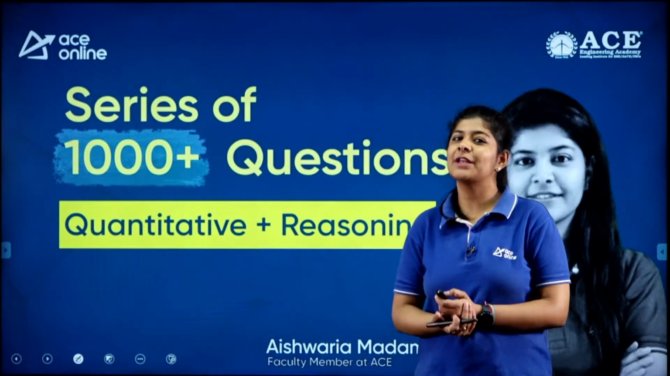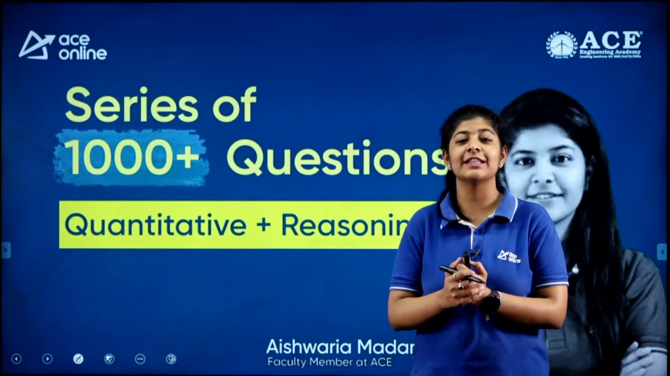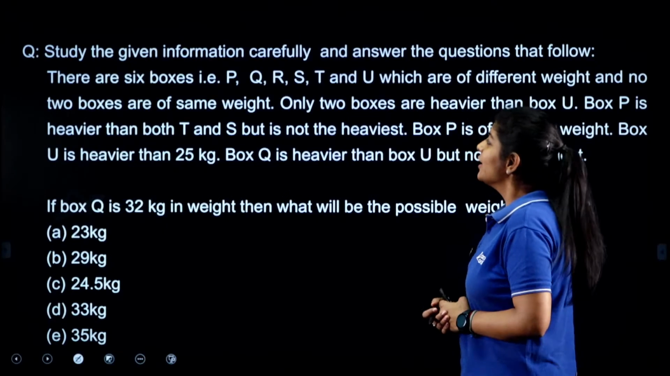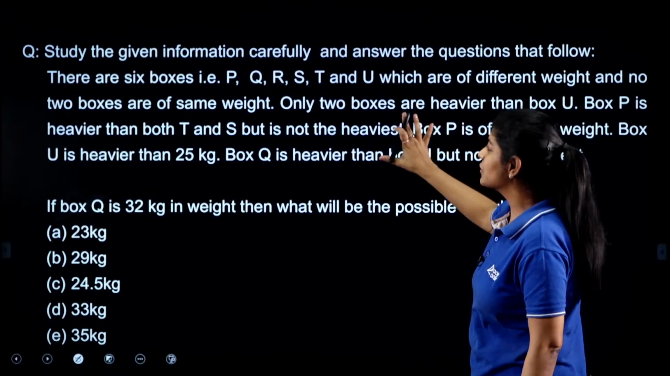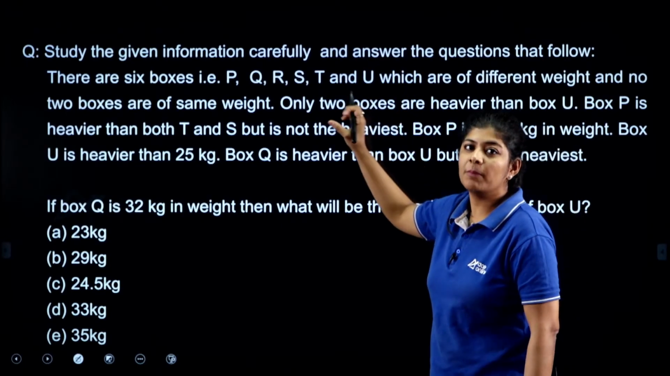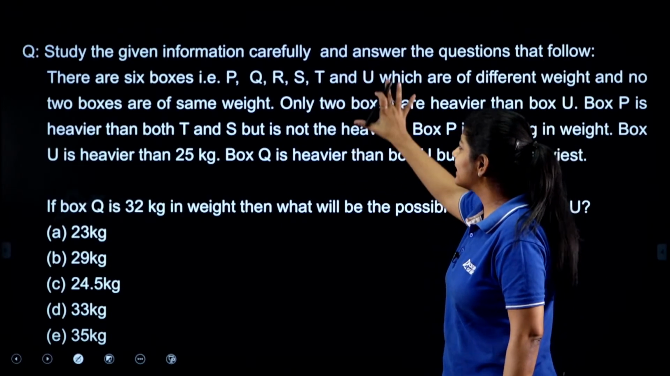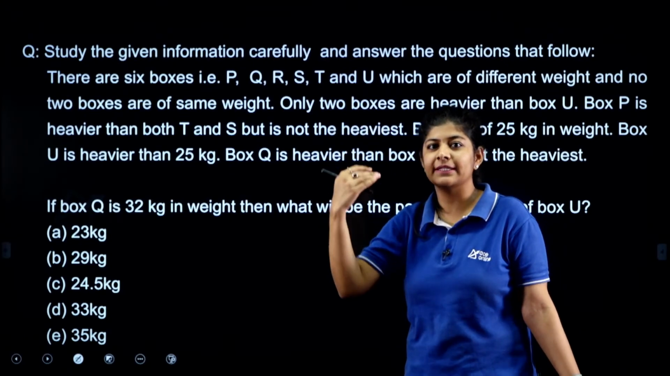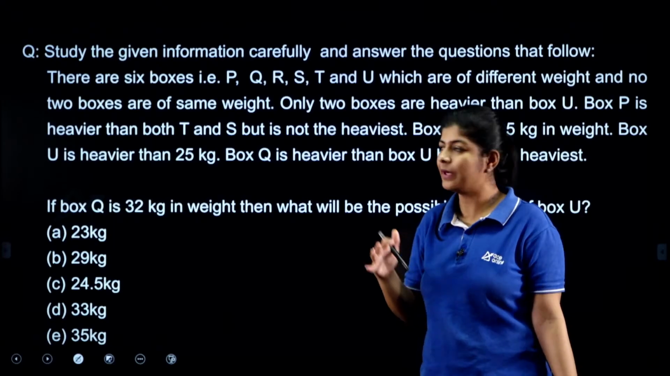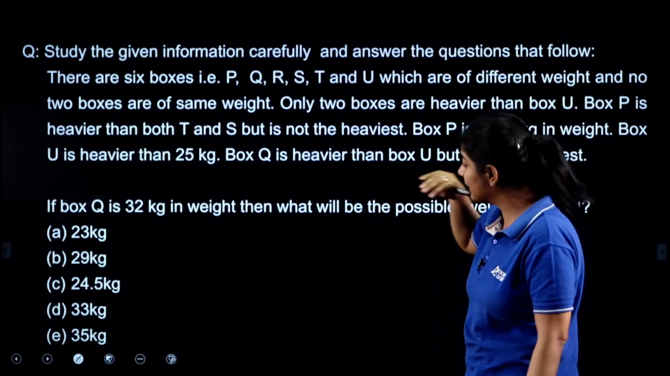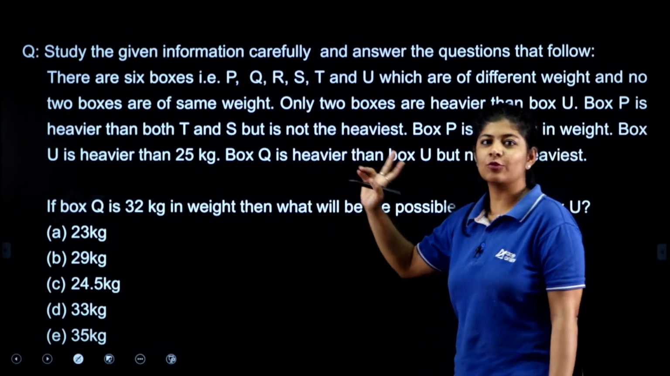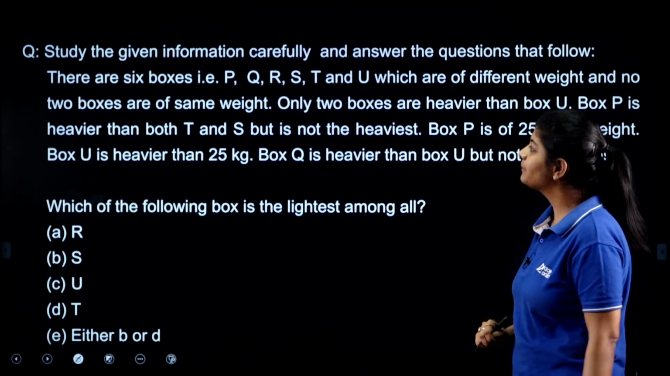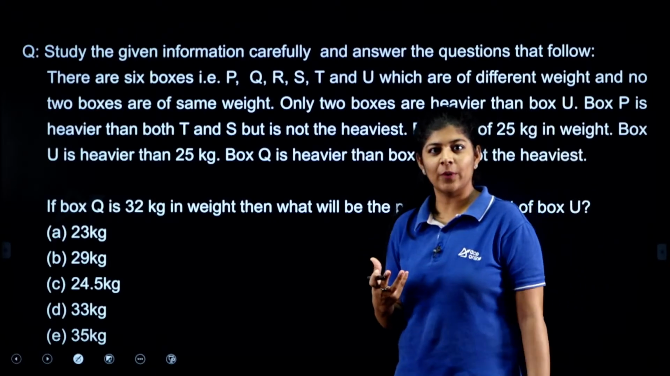So without wasting much more time, let's start today's session and see what kind of questions we have and how we are going to approach them. This is the very first question, a small puzzle. With the help of this data we have to determine the order or the arrangement of the given boxes, and with that we need to solve two questions. First is this one and the second one is this one. So let's see what the question is saying.